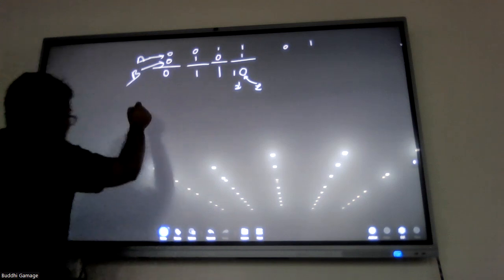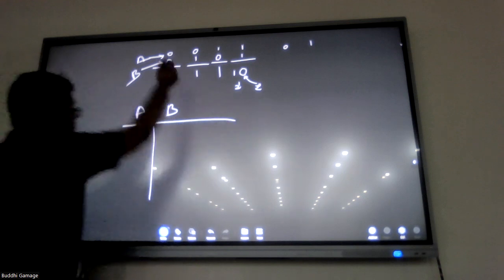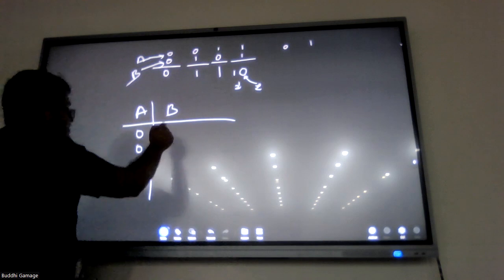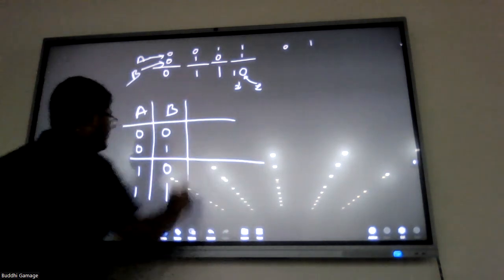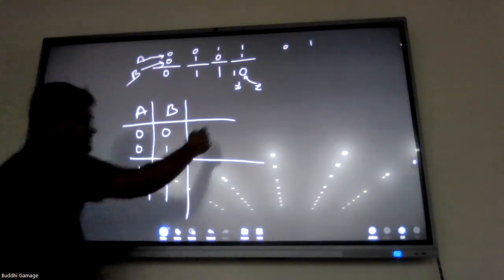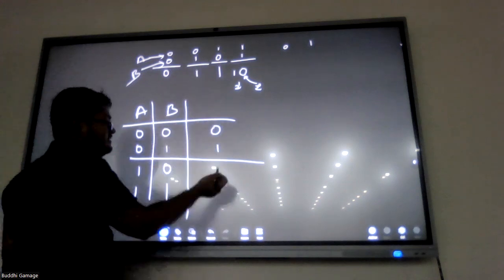So let's start with inputs, A and B. A is 0, 0, 1, 1 and B is 0, 1, 0, 1. So here, what is the output? 0. Here, 1. Here, 1.